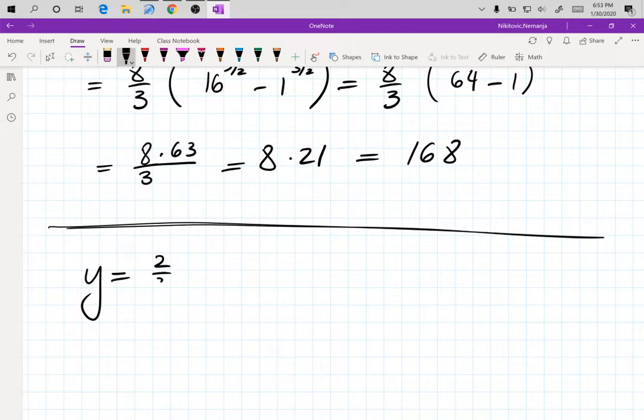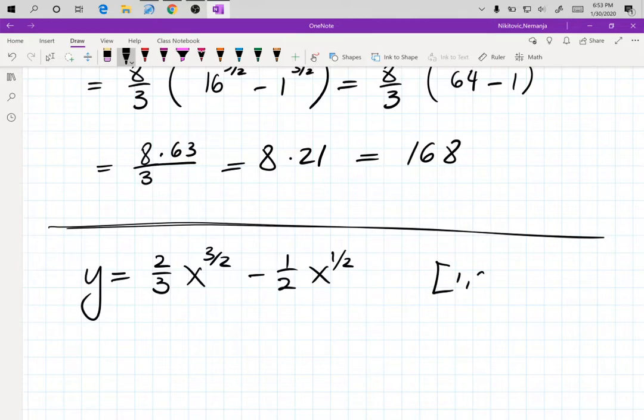y equals 2/3 x to the 3/2 minus 1/2 x to the 1/2, on 1 to 9. Share the colors, please. Right? 2 colors minimum on this one.